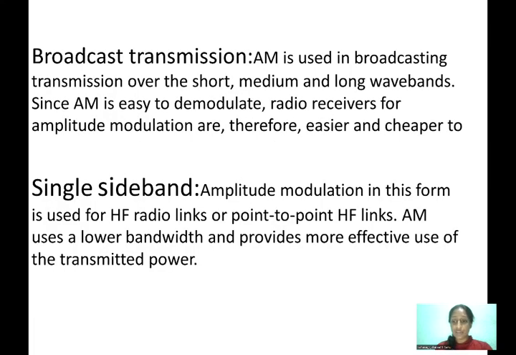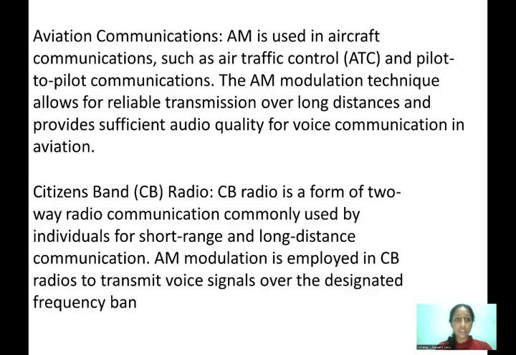Broadcast transmission. Amplitude modulation is used in broadcast transmission over the short, medium, and long wave bands. Since amplitude modulation is easy to demodulate, radio receivers for amplitude modulation are therefore easier and cheaper too. Single sideband. Amplitude modulation in this form is used for HF radio links or point-to-point HF links. It uses a lower bandwidth and provides more effective use of the transmitted power.